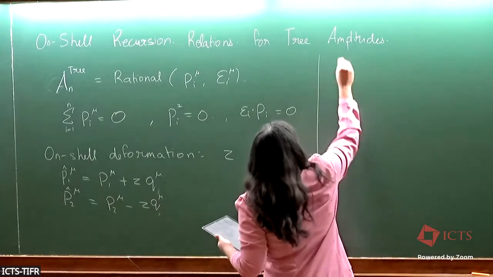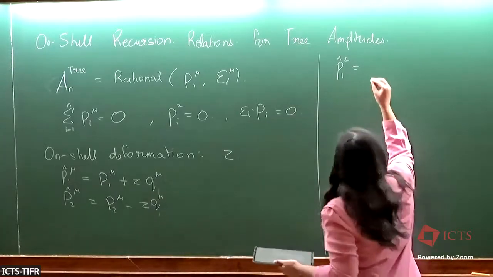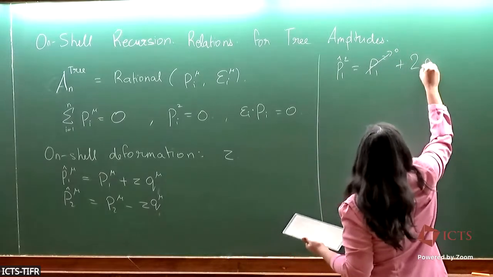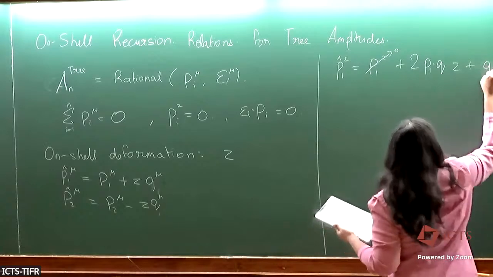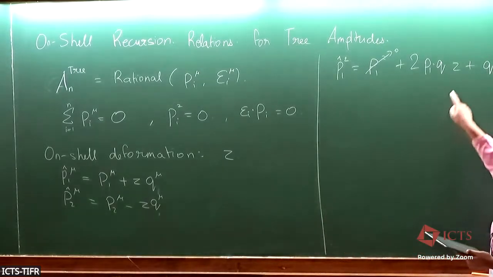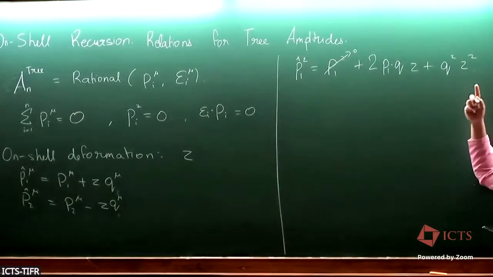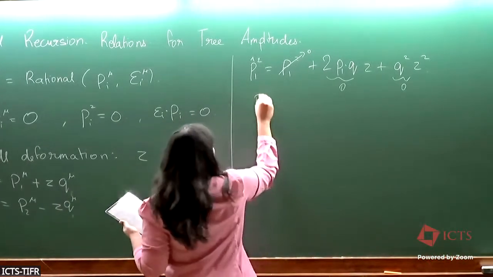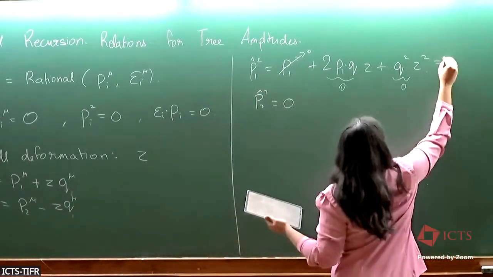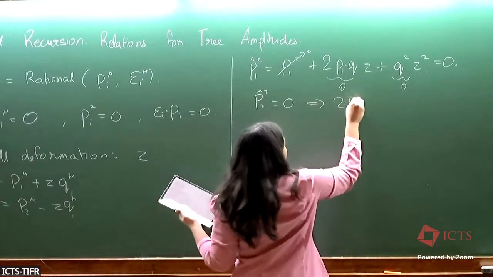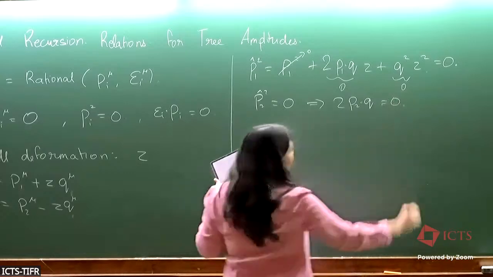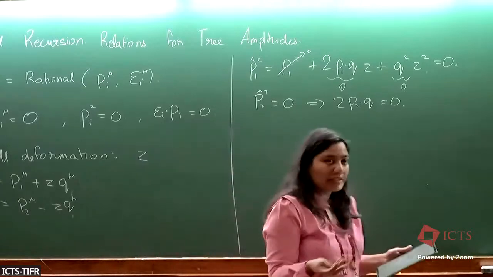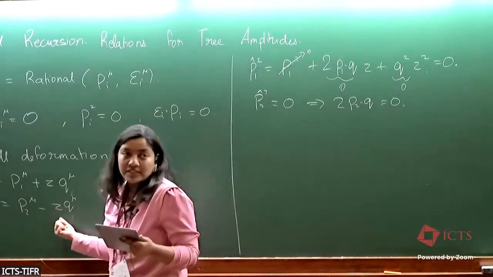So hopefully this makes you think more carefully about what your mental picture of a soft limit is. But okay, so P1 hat square needs to be 0, but P1 hat square for us is P1 square, which is 0, plus 2 P1 dot Q Z plus Q square Z square. So all of the coefficients of Z and Z square have to vanish, meaning that this needs to be 0, this needs to be 0. And in addition, this will imply that 2 P2 dot Q also needs to be 0. Okay? So that's 3 conditions on Q. So up to rescaling, my Q is fixed. And my rescaling I can always absorb into Z.